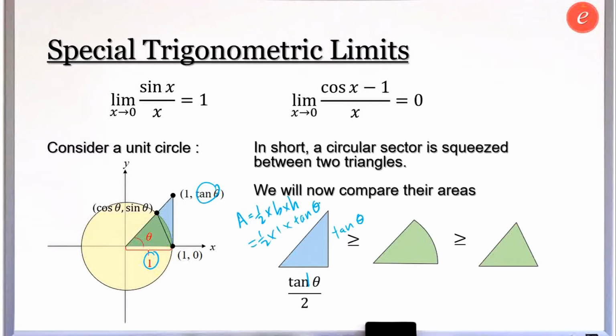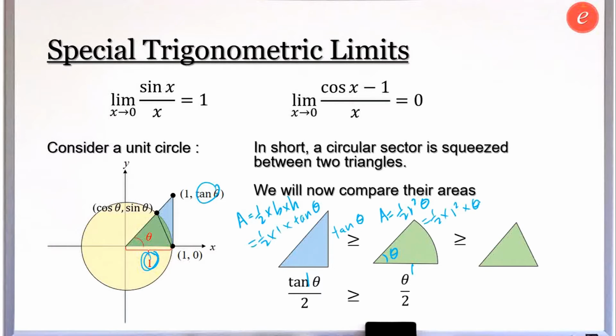For the sector, we will recall what we learned in circular measure. The area of a sector equals half r squared theta, where this is theta and the radius is still 1. So it's half times 1 squared times theta. Therefore, we will have theta over 2.